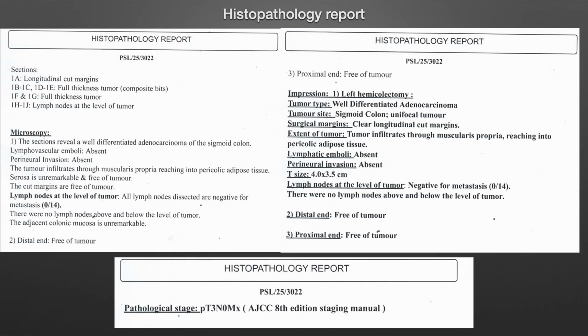The final histopathology report was suggestive of well-differentiated adenocarcinoma with tumor infiltrating through the muscularis propria reaching into the pericolonic adipose tissue, and all lymph nodes, around 14 lymph nodes harvested, were negative for metastasis. The final staging is T3N0M0 for this patient, and the patient is doing absolutely fine.